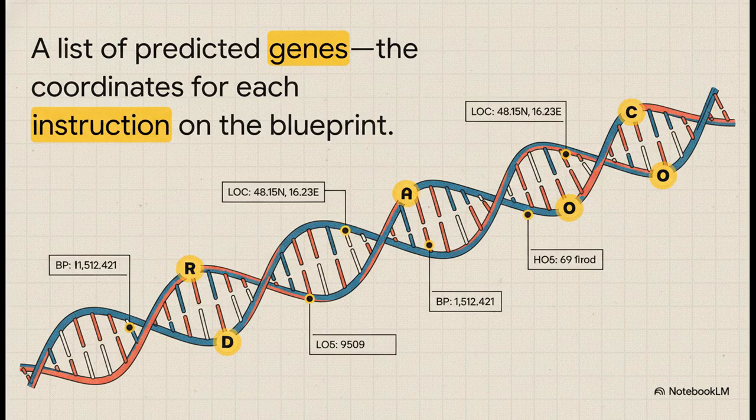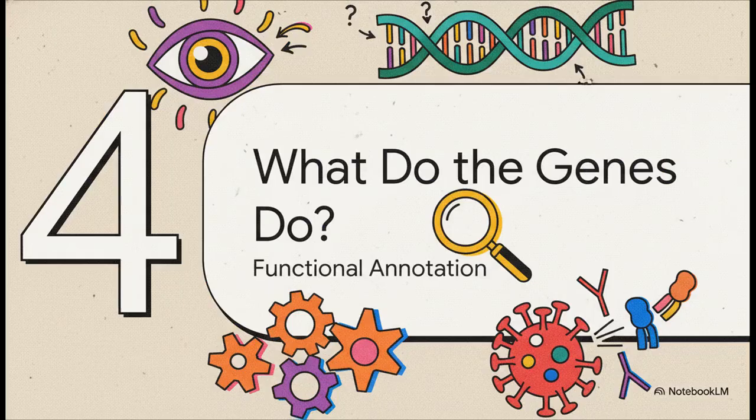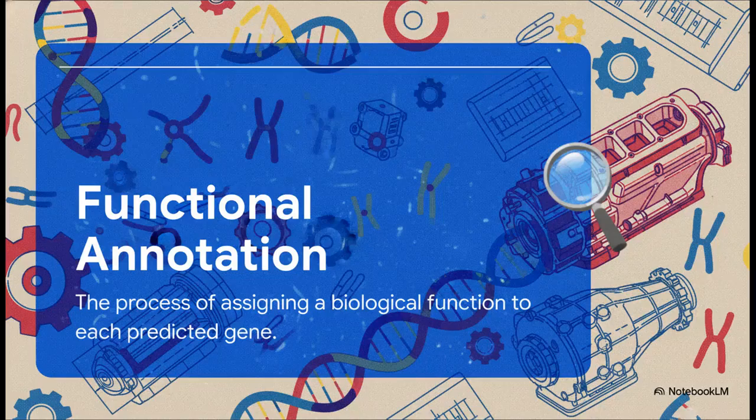But of course, that immediately leads to the next big question, right? I mean, knowing where a gene is doesn't tell you what it's for. We've found the address, but what does the building do? What's its purpose? Does this gene build a protein for seeing color? Does that one help fight off infections? This next step is all about assigning a job to every instruction we found. And this is what we call functional annotation.